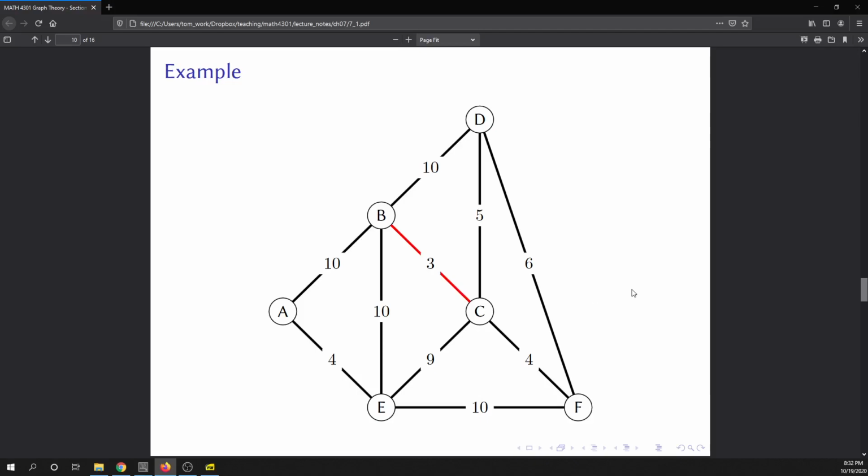All right, and then the next lowest weight edge is 4, right? We have two that are weight 4, so it really doesn't matter which one you add in there. I just happen to pick this one right here. Okay. All right, and then the next lowest weight is this one right here, and so that one gets added in. And you can see that this graph is not connected at all.